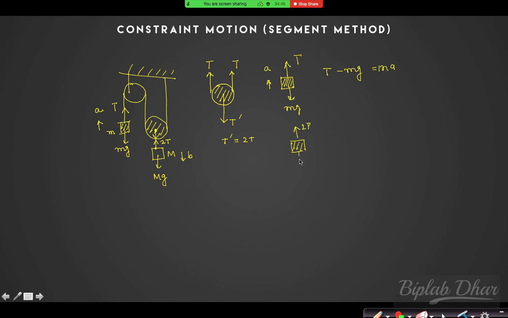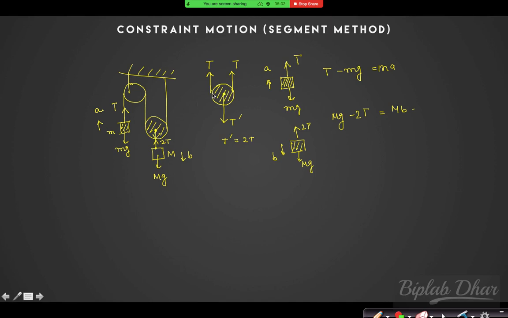Mg minus 2T equals Mb. Yes, good. So why is it 2T for the big M? Okay, you missed that part. You can see that I have drawn the free body diagram of that shaded pulley.